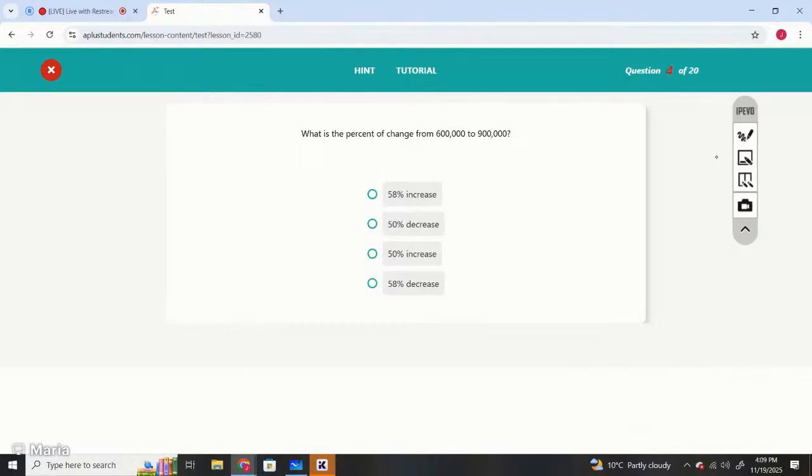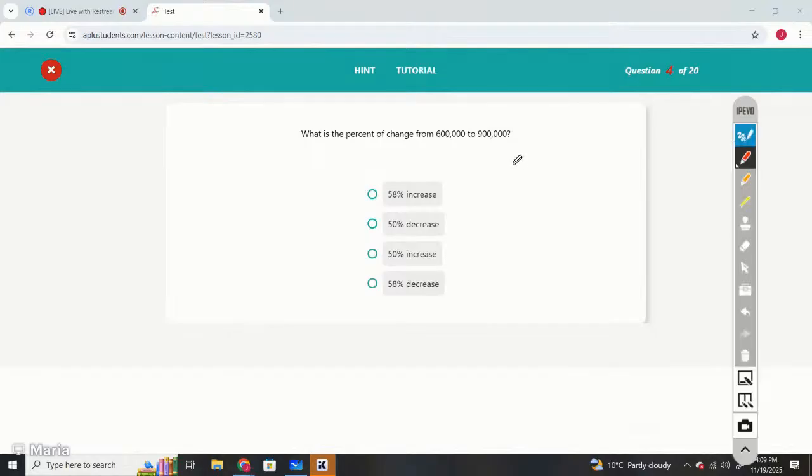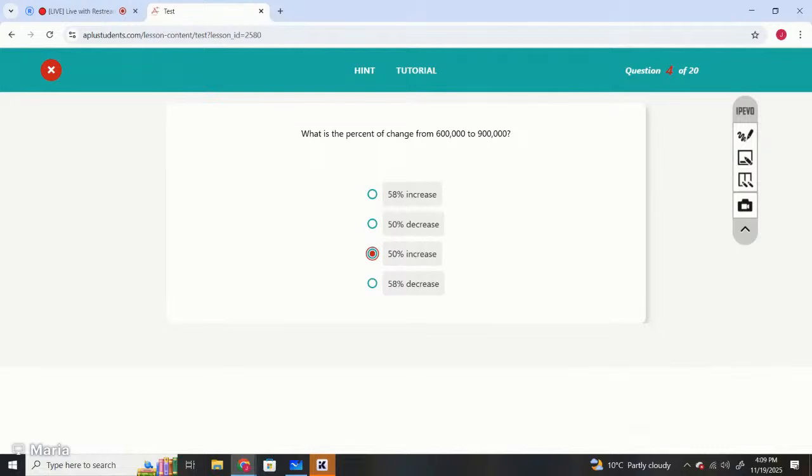What is the percent of change from 600,000 to 900,000? So that is an increase. The value is increasing. So the amount of change is 300,000, divided by 600,000. So that is 0.5. 0.5 times 100 is 50% increase.